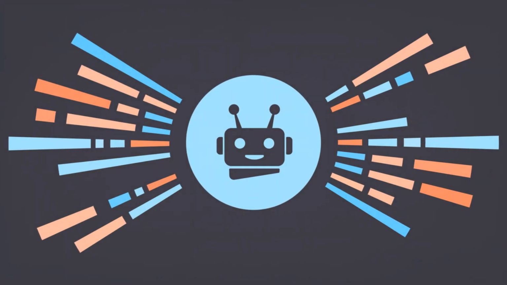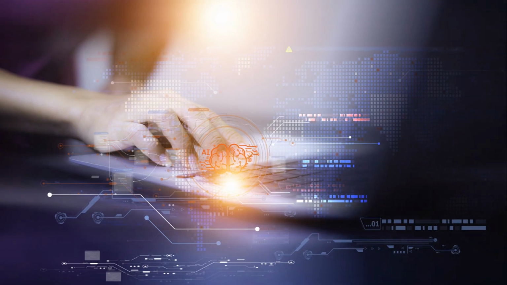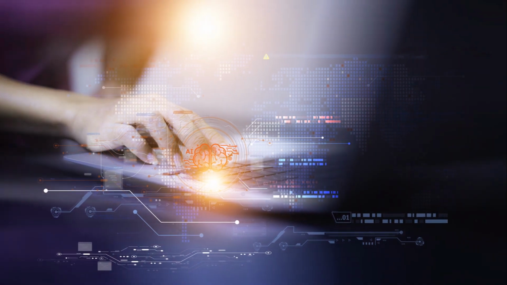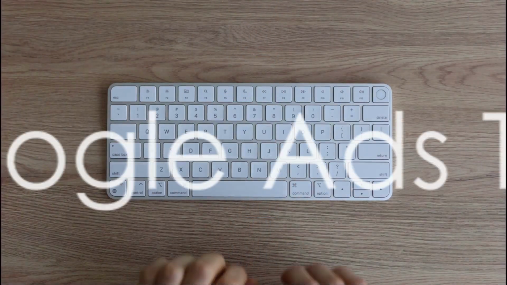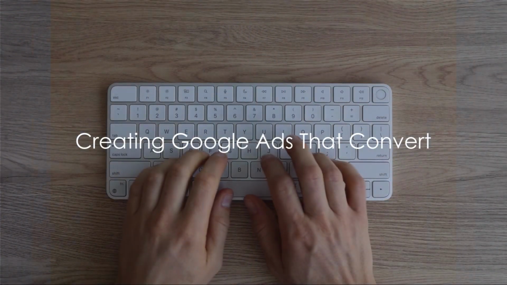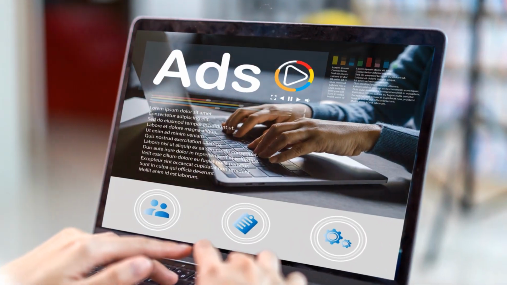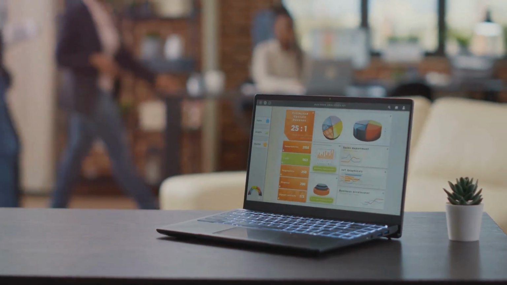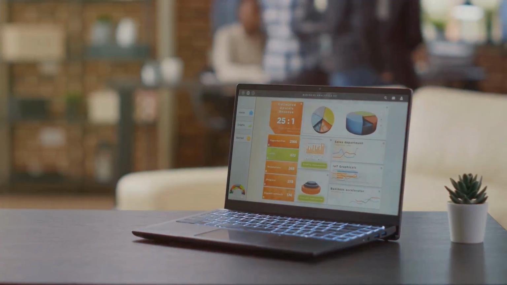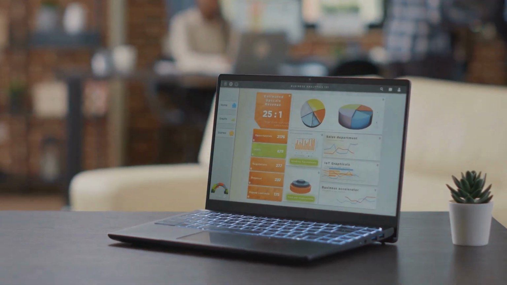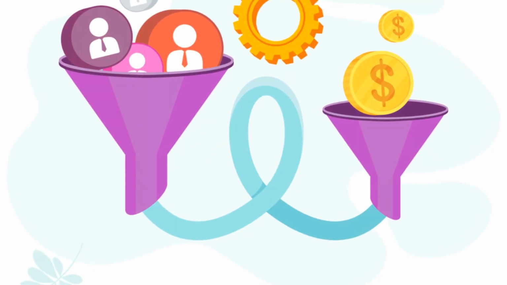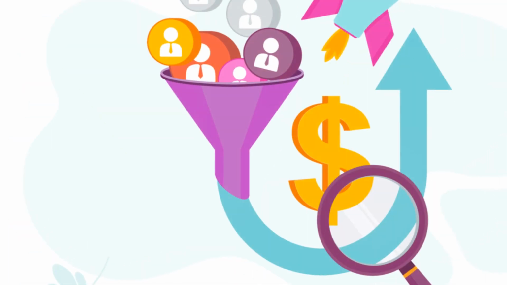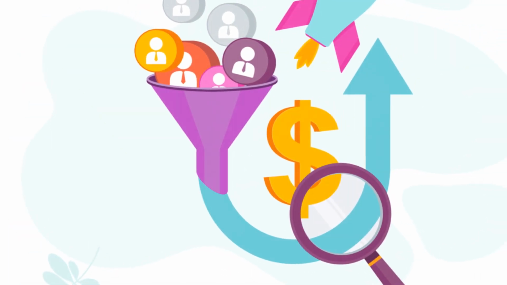AI can help you strike that balance, creating content that is both valuable to your audience and attractive to search engines. Effective SEO can drastically improve your online visibility. Next up, we discuss creating Google Ads that convert. Google Ads, a key player in the world of online advertising, offers a platform where you can showcase your product or service directly to potential customers. However, the magic lies in crafting ads that not only attract attention, but also drive conversions.